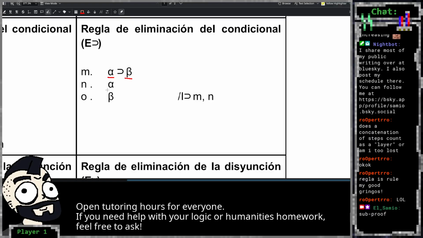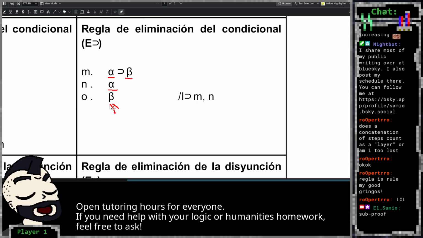Hey, guess what? I got the first thing. Oh, well, then, if I have a conditional and I have the antecedent, then I can affirm the consequent. So if the antecedent is affirmed, the consequent is affirmed. That's why it's called mode of affirming by affirmation, modus ponendo ponens.